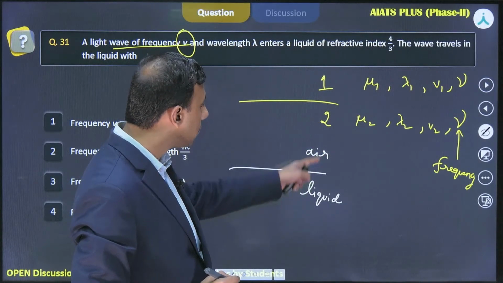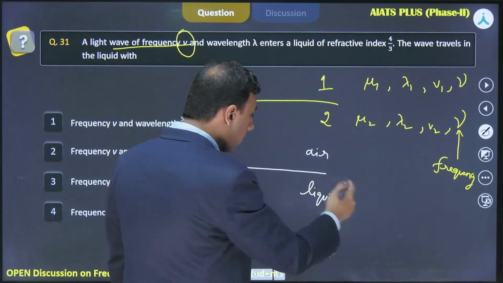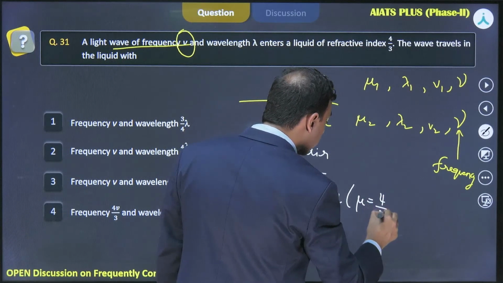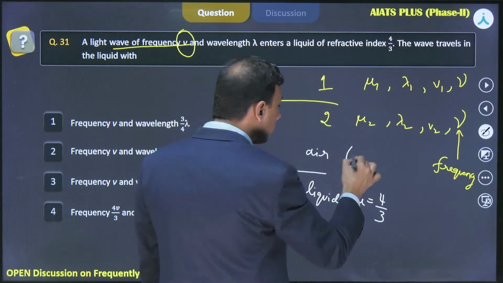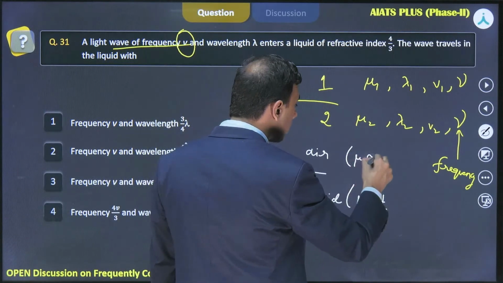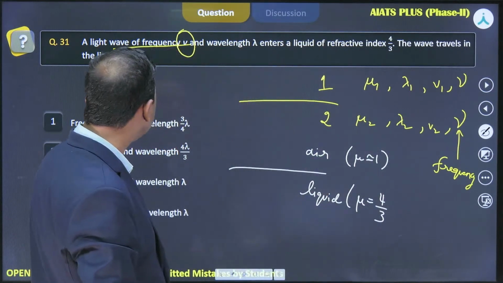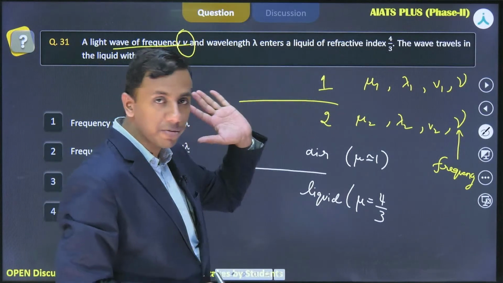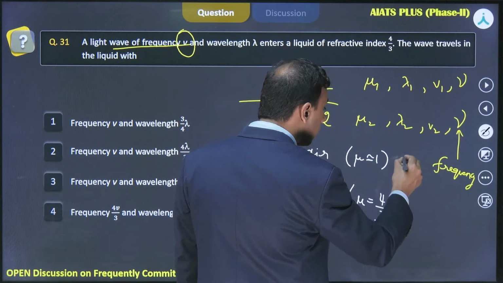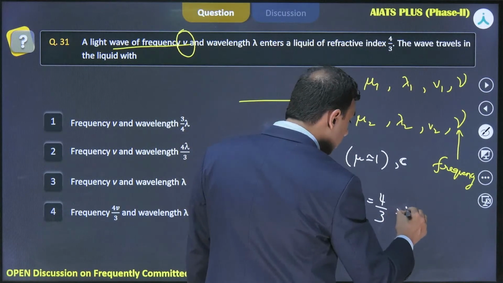Now here mu is how much, right? Here mu, for air roughly we say mu is equal to 1, and for liquid mu is given as 4 by 3, right? So here mu is given as 4 by 3, right? And here roughly we can say mu is roughly equal to 1, not exactly 1 but roughly, all right? And what about the speed? Speed they are not talking about, they are talking about wavelength. But let's talk about speed as well. So here let's say speed is c, speed of light in air, and here speed we don't know, right?